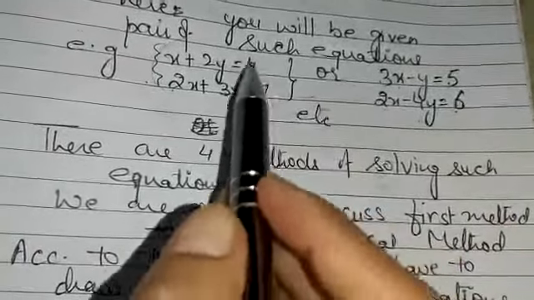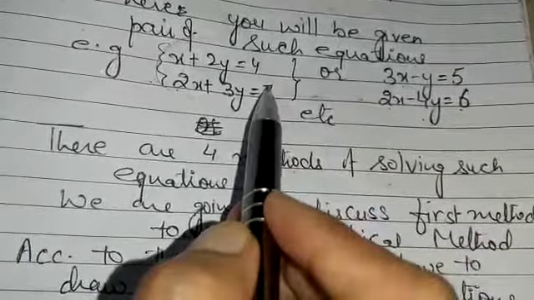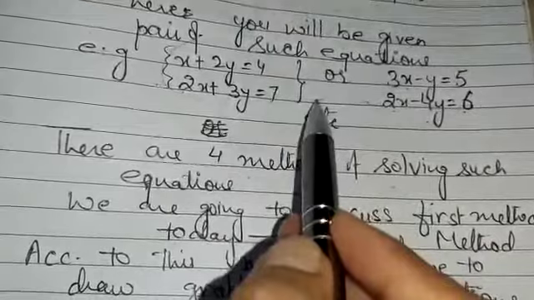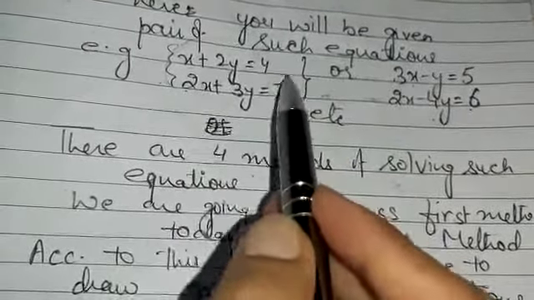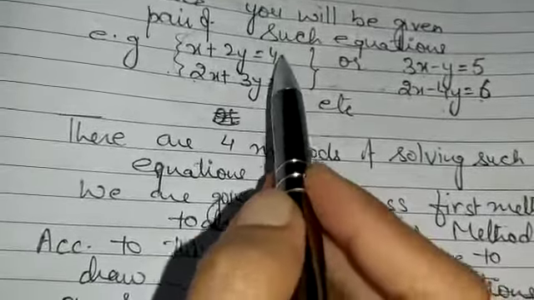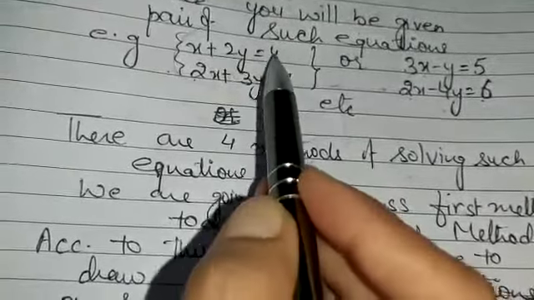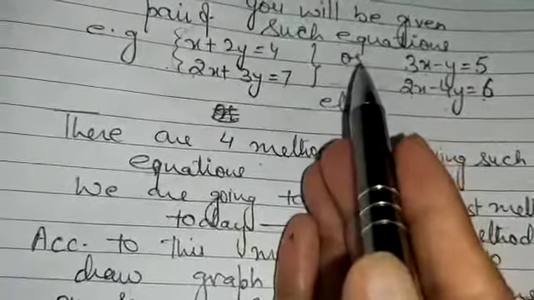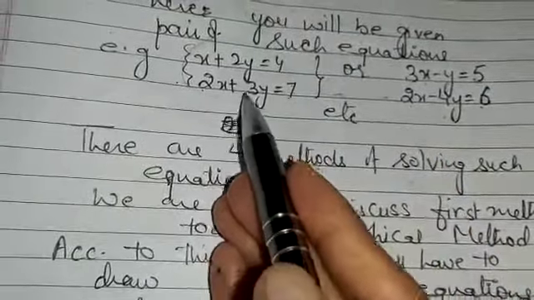Note one thing, that c1, c2 both should lie either on the right hand side of the equation, after the equal sign, or before the equal sign. Remember, c1, c2 should be both either on the right side of the equal sign or on the left side of the equal sign.